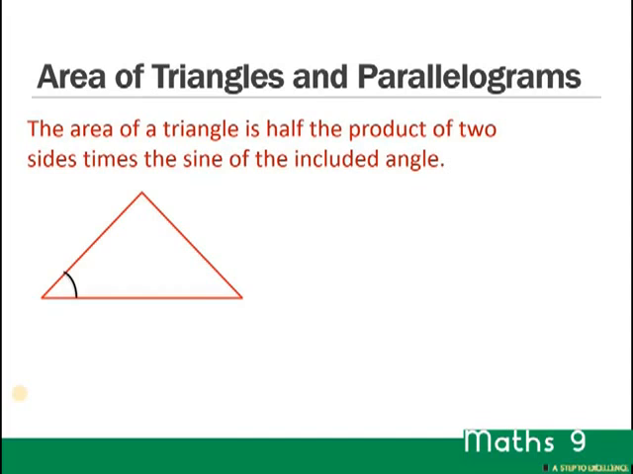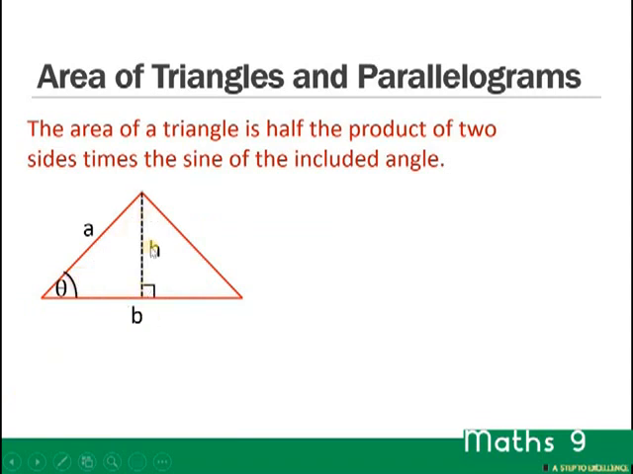Area of triangles and parallelograms. The area of a triangle is half the product of two sides times the sine of the included angle. Let's look at a proof of this. We can draw the diagram like this. Here are the two sides, a and b, and here's the included angle theta.